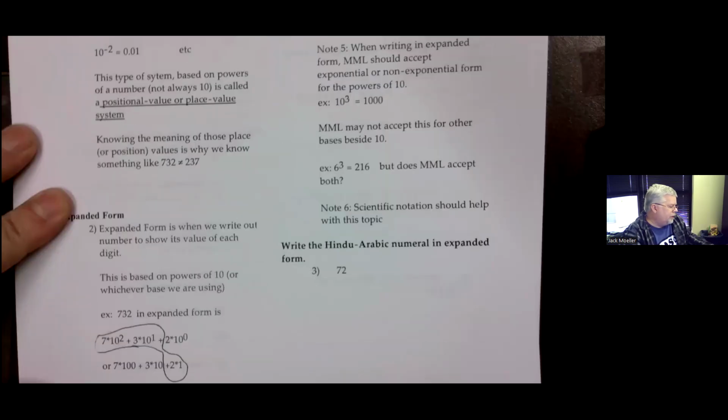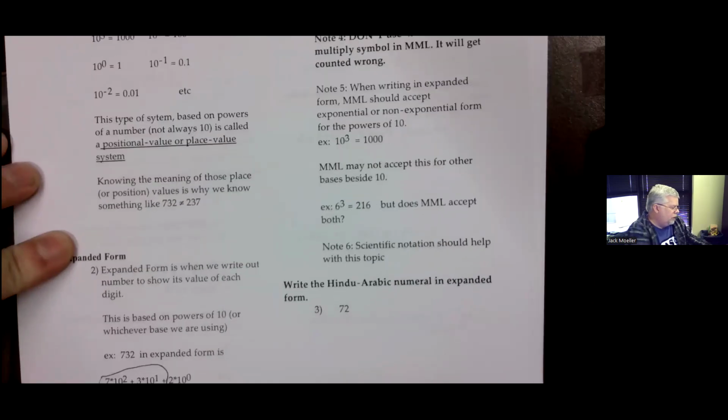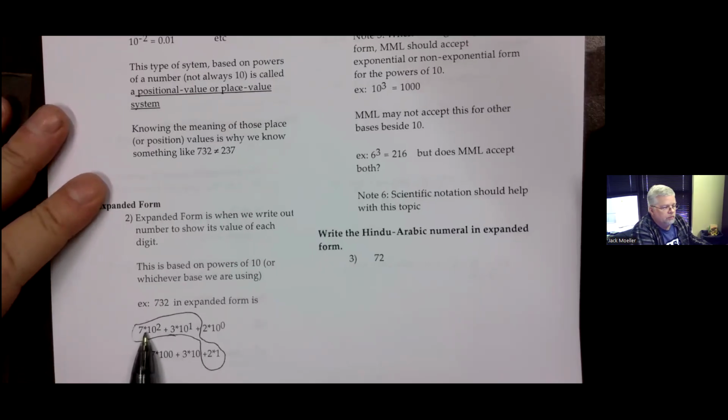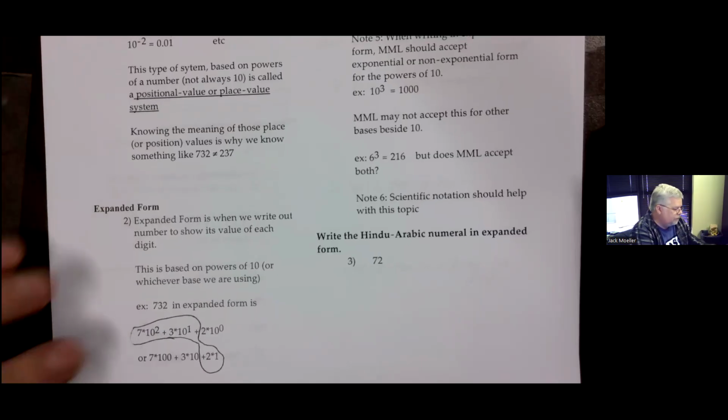A couple other things. Do not use X's, the letter X, when you're writing this in expanded form. MATLAB will count it wrong. So when you use the button palette, when you click on the answer box, they do have the multiplication symbol. On your keyboard, if you do Shift-8 and the star, it'll also get you the multiplication symbol. But you'll definitely get it wrong if you use 7x, times 100.